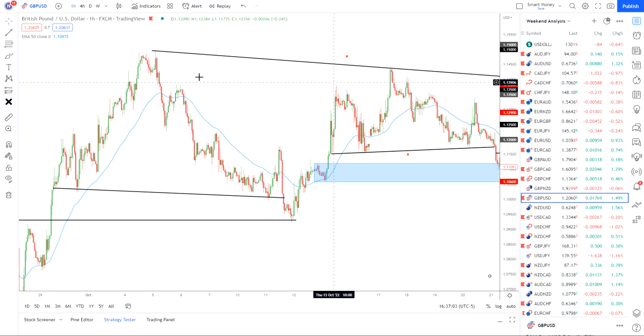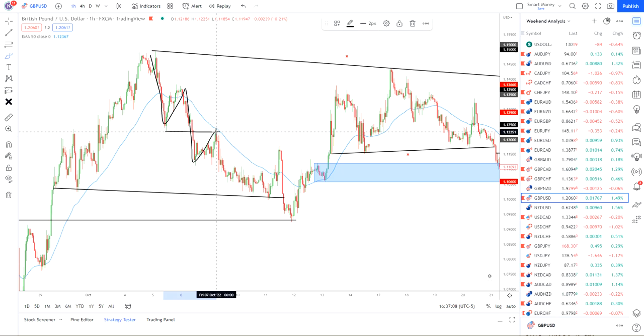So let's look at the counter trend here. Lower low, lower high. Lower low, lower high. Supply. Come into that level. Lower low, lower high.